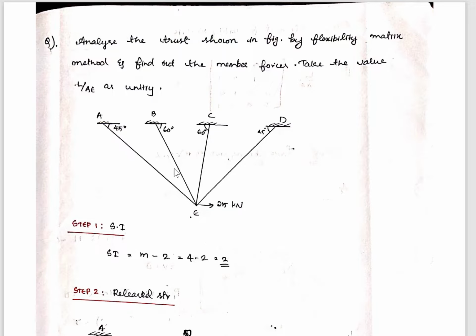So this is our truss which is having 4 members AE, BE, CE and DE, and the force 25 kilonewton is acting horizontally at the joint E. So let's start with the static indeterminacy. Static indeterminacy is m minus 2. Here we have 4 members, so 4 minus 2 is equal to 2. It is a static indeterminacy. So in the released structure we have to remove 2 members.